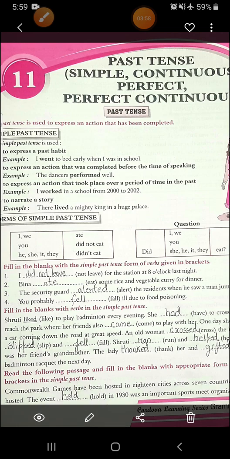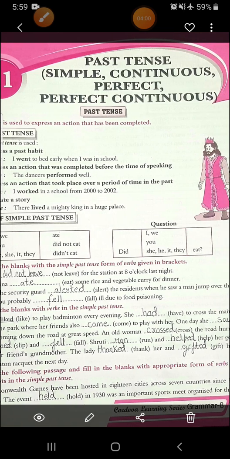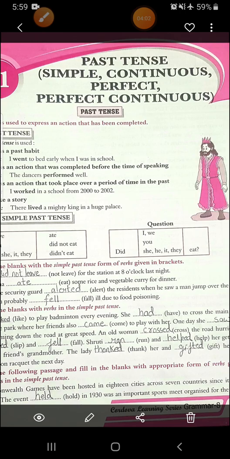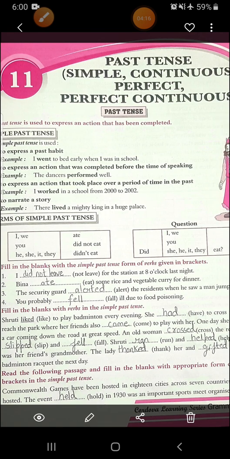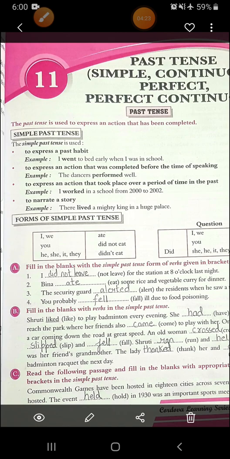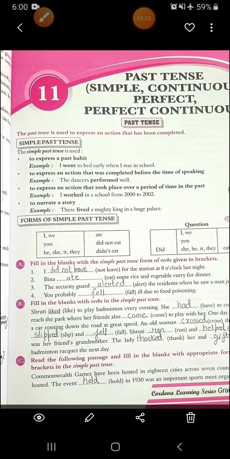Third, alert becomes alerted. The security guard alerted the residents when he saw a man jump over the wall. Fourth, you probably fell ill due to food poisoning. The past tense of fall is fell. I hope this exercise is clear. You just have to use a simple past tense of the verbs given in the bracket. Alright. If this is clear, let's quickly do this exercise B.